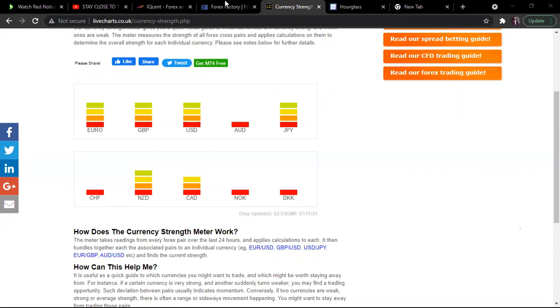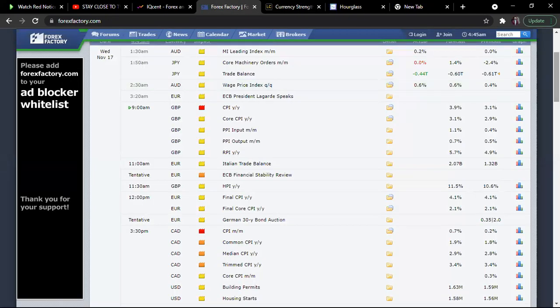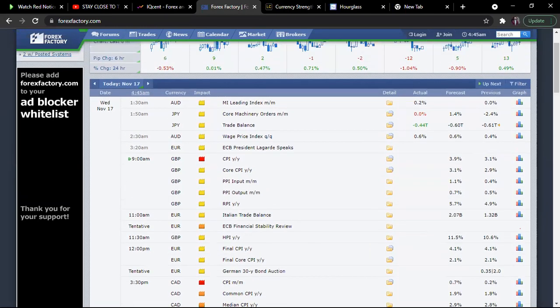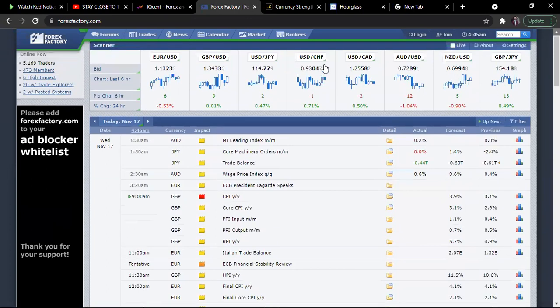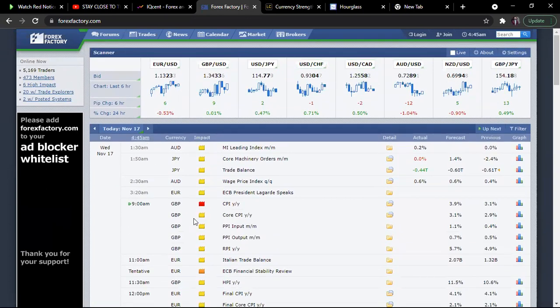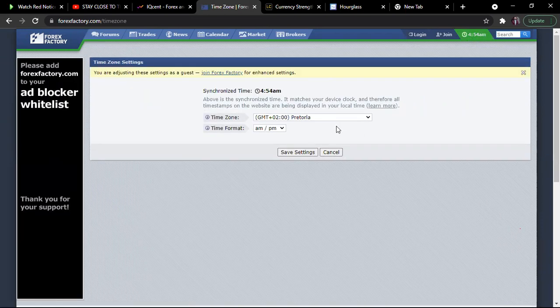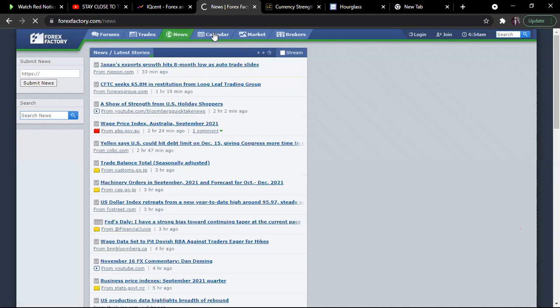You can actually change the time zone to your own time zone. I change mine so that it represents the current time. Basically all you need to do is click on the time there, and it's going to show you the time zone, and then you choose your time zone. This is my time zone in Pretoria, GMT plus 0200. Once I've set it, you save it, so that every single time you open your Forex Factory, you're good to go. Hopefully you guys got that.